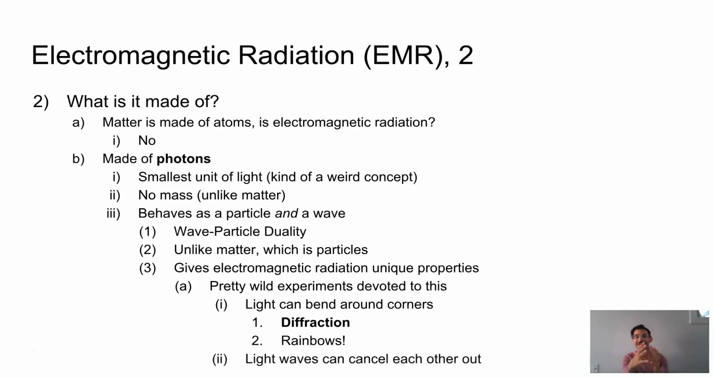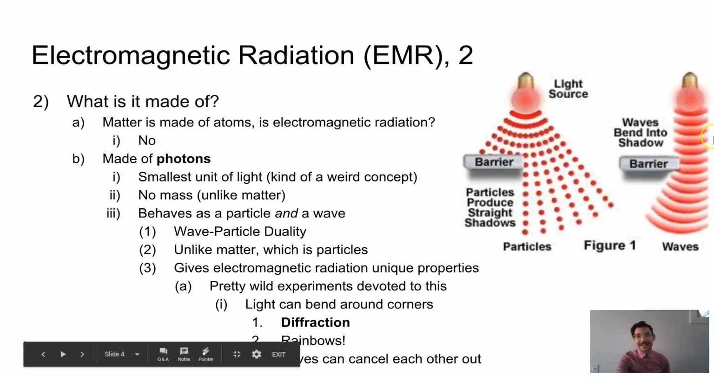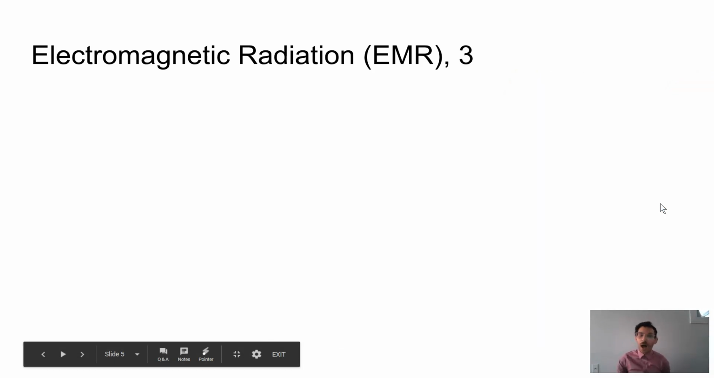Light waves can also cancel each other out, and there's a super wild experiment involving a laser beam that sort of makes itself disappear in places. It's pretty neat stuff. Not the scope of this video, though. But here's a little visualization about that light bending around a barrier in a process called diffraction.